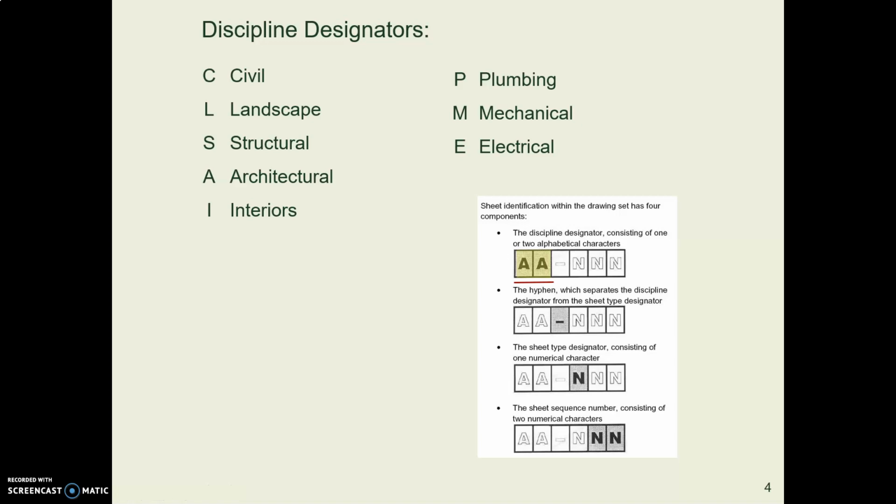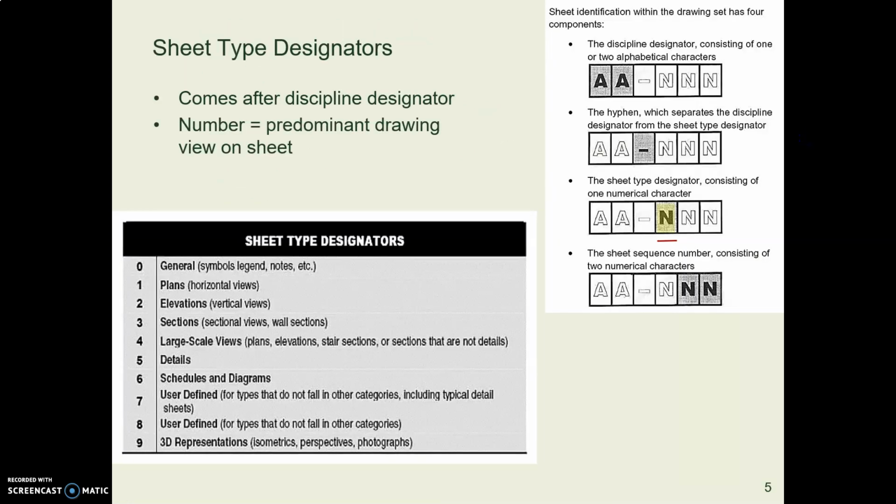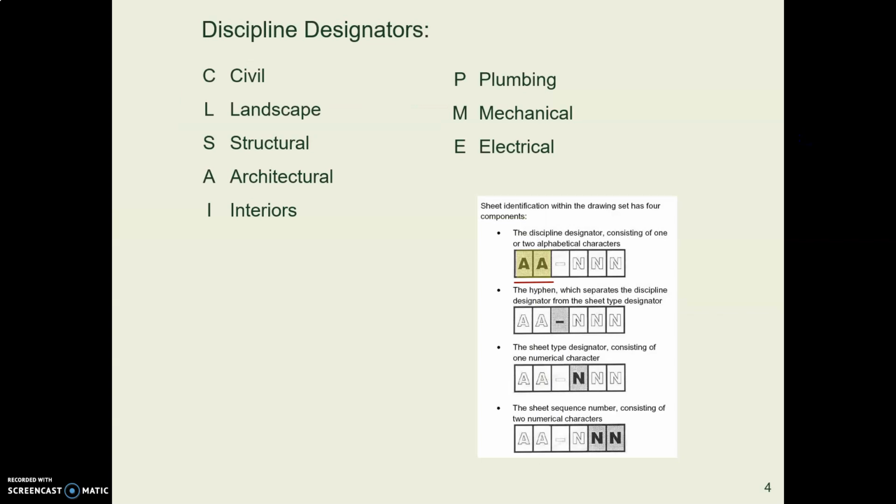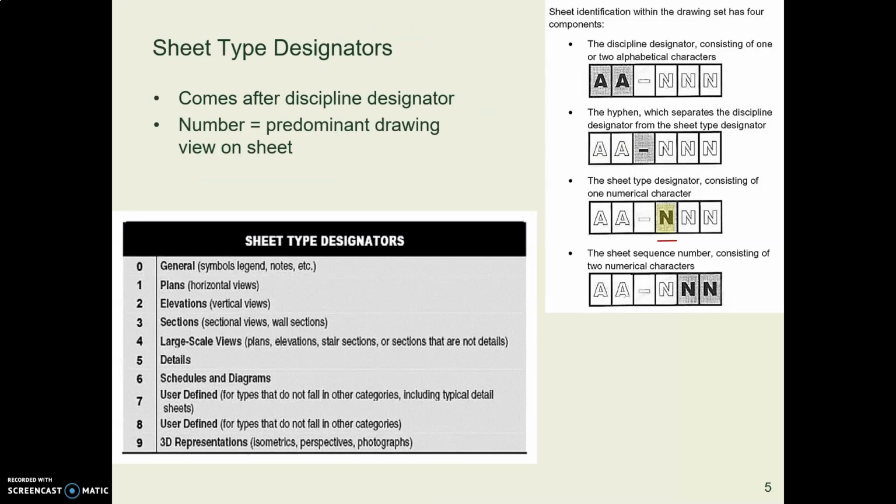To be simplified about it, here are some of the more common categories. The site layout might be C for civil or L for landscape. That varies by firm. Structural you find in commercial buildings, not so much in residential buildings. We're going to do architectural sheets, so A for architectural.